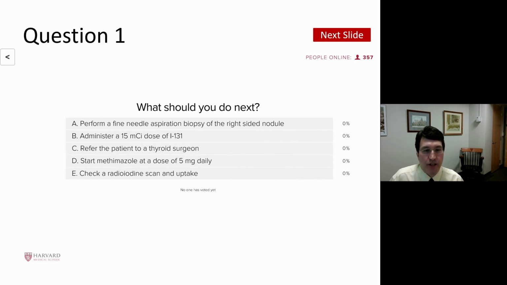What should you do next? A, perform a fine needle aspiration biopsy of the right-sided nodule. B, administer a 15 millicurie dose of iodine-131. C, refer the patient to a thyroid surgeon. D, start methimazole at a dose of 5 milligrams daily. Or E, check a radioiodine scan and uptake.